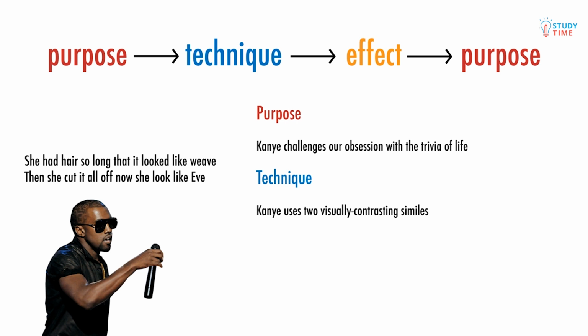Here Kanye West uses two visually contrasting similes, one of the subject of the song having really long hair, like weave, and then cutting it all off so it is super short, like the entertainer Eve. The effect of this is for us to realize how the subject of the song is wasting all her time and energy trying to please others with her hair, and how basically fashion ends up changing every 5 seconds anyway.